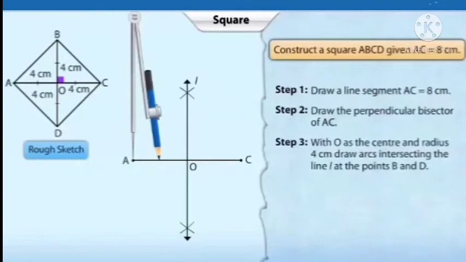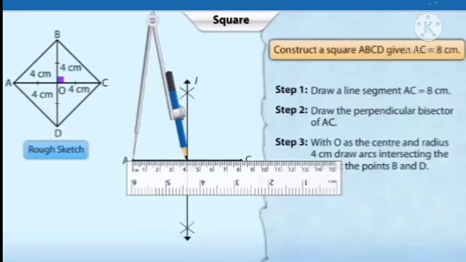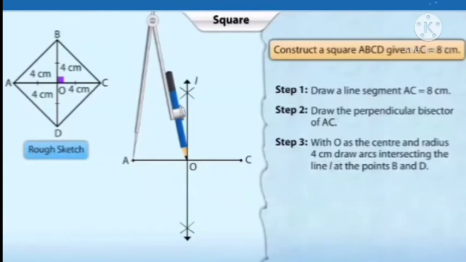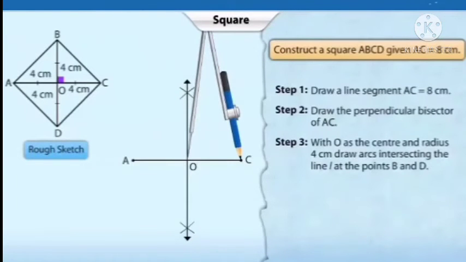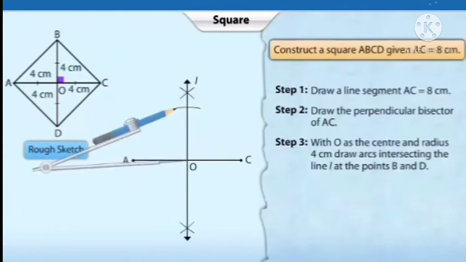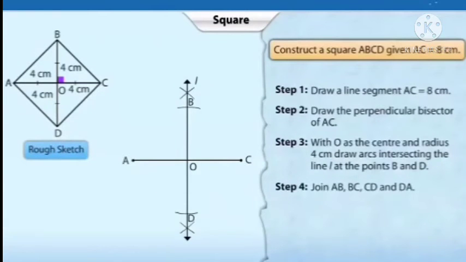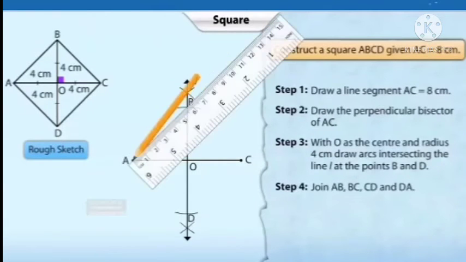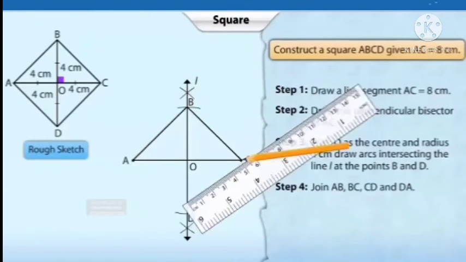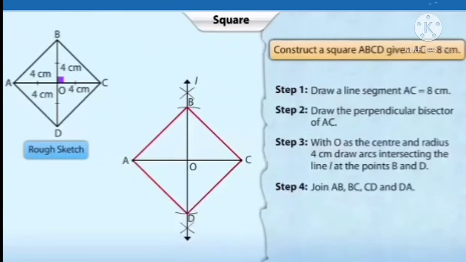OA distance, which is 4 centimeter, we will take as a radius and construct arcs intersecting line L at points B and D from center O. Finally, we will join all the vertices A, B, C and D to form square ABCD.